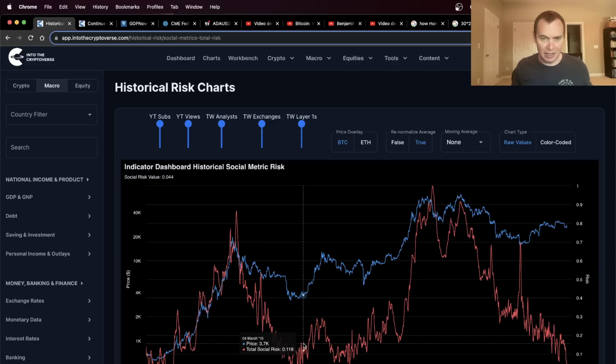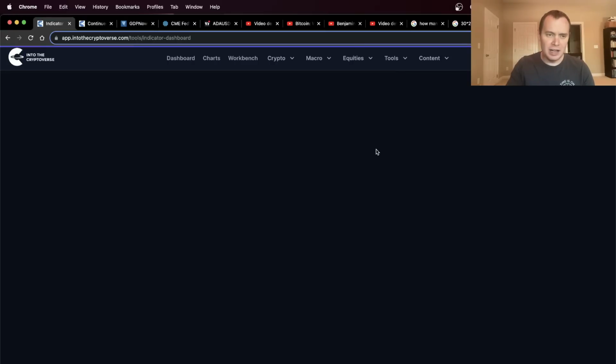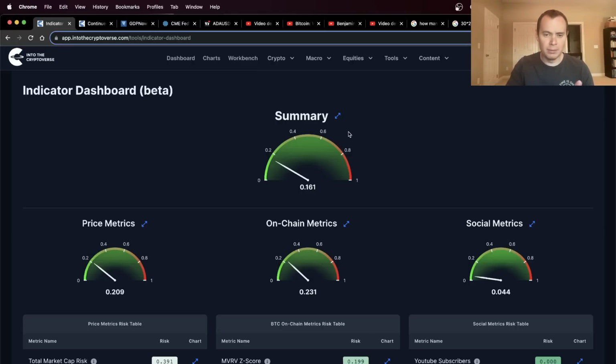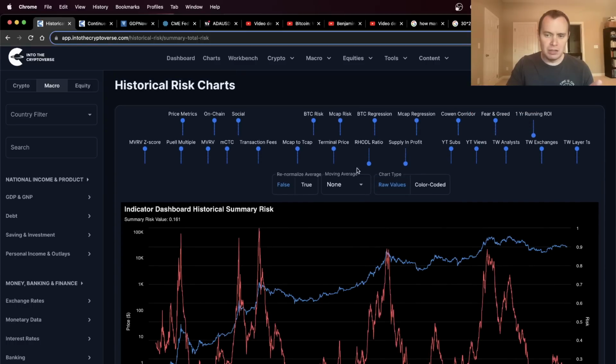Again, this stuff is likely going to turn around eventually. It's just a matter of time. So to just summarize, the total summary risk for Bitcoin is currently at 0.161. And this is based on a lot of different indicators. We've got a lot of price metric indicators and on-chain metric indicators.